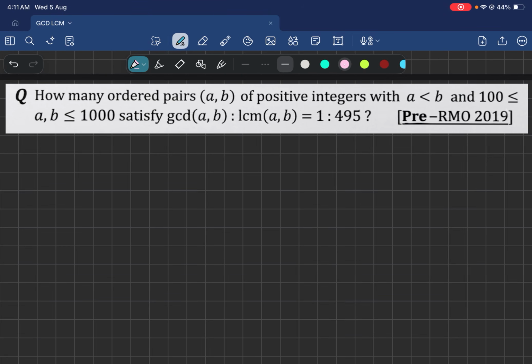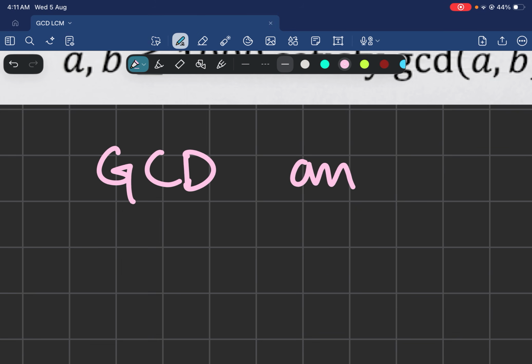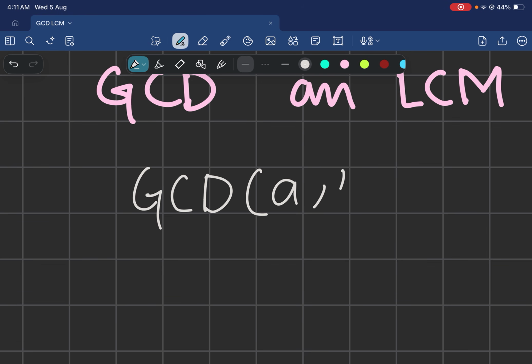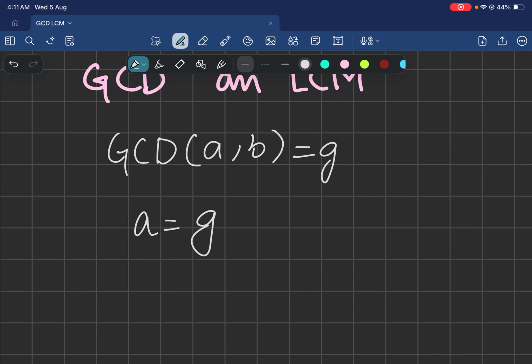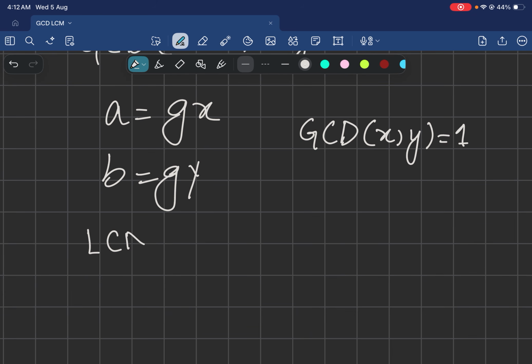Okay guys, so we have got this question, and the trick that I have told you for solving the questions of GCD and LCM is that whenever you have got GCD and LCM questions, you always have to let the GCD of two numbers be G, and then let A be G of X and B be G of Y, where X and Y are co-prime, so GCD of X and Y is equal to 1, right?